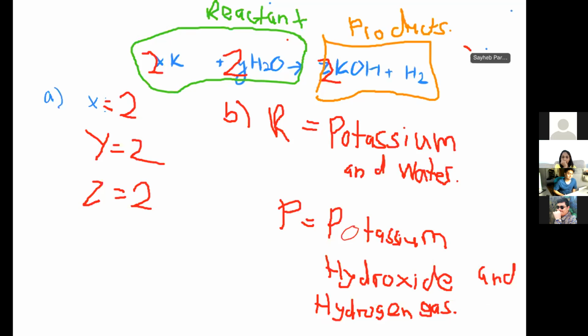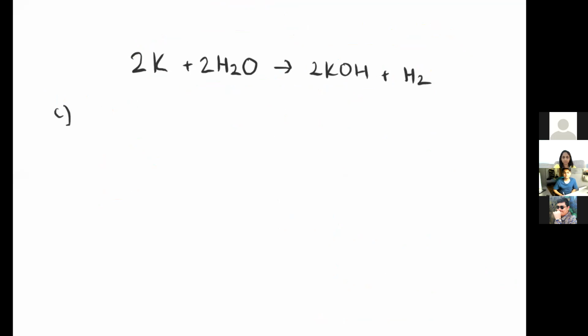Okay, so for question C, I'll just write back the question. It asks, interpret the above chemical equation quantitatively. When you are asked like that, you have to look at the numbers in the equation. As you can see, for potassium it's 2, for water it's 2, for potassium hydroxide it's 2, and for hydrogen gas it's 1.